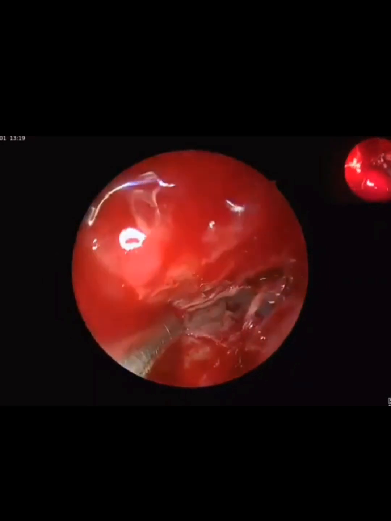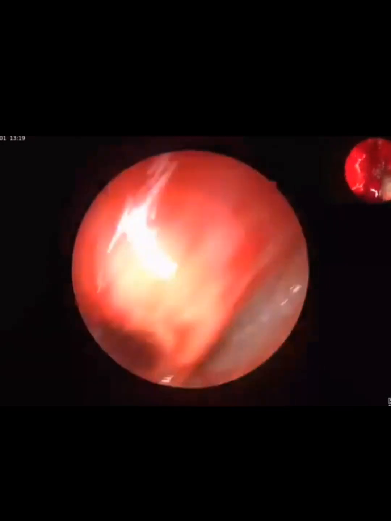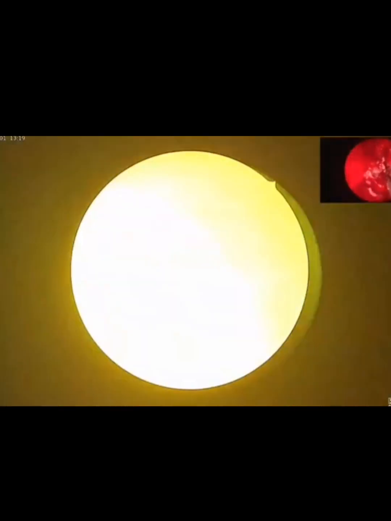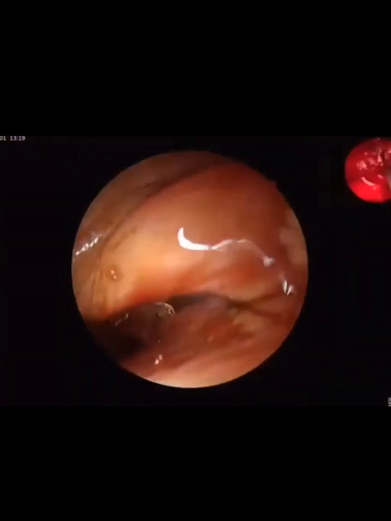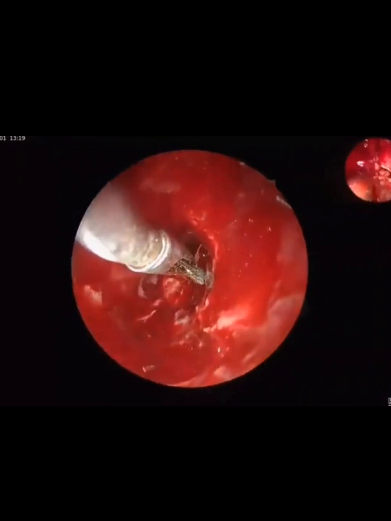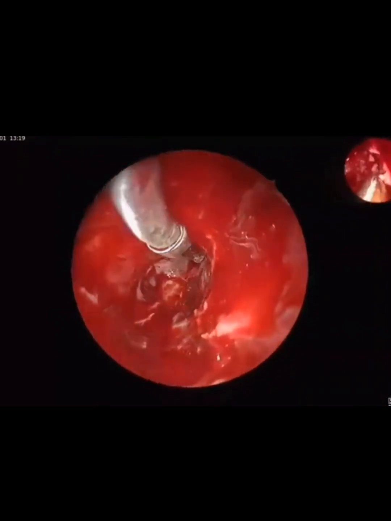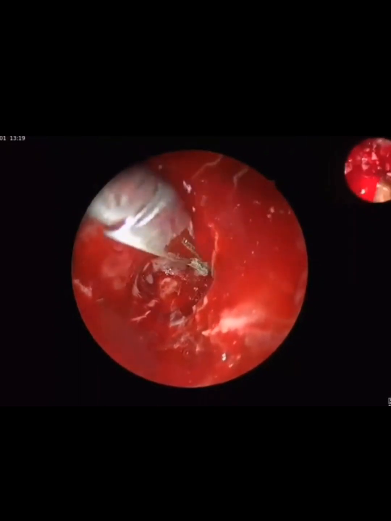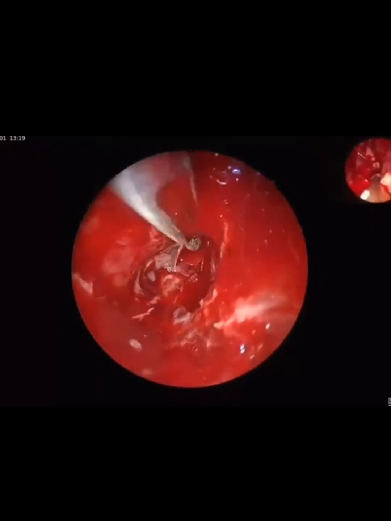See, polyp behind, in the frontal recess. Oh sorry, in the supraorbital recess. Give me suction. Okay, good.